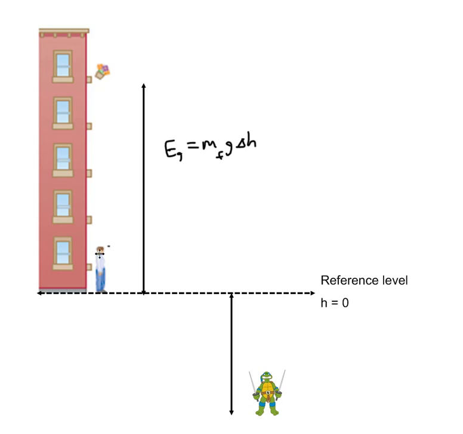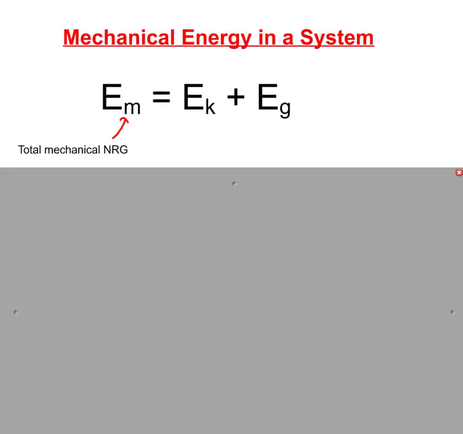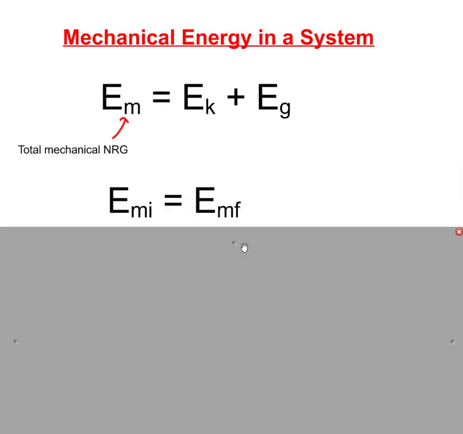So at any point on this journey, we can just add up the amount of gravitational potential energy and the amount of kinetic energy, and that's going to be the same total amount of energy throughout that whole journey. So we can actually say that the initial mechanical energy is going to be equal to the final mechanical energy. Even though the kinetic and gravitational potential energy amounts will change as that change in height happens, the total energy before and after is going to be the same.